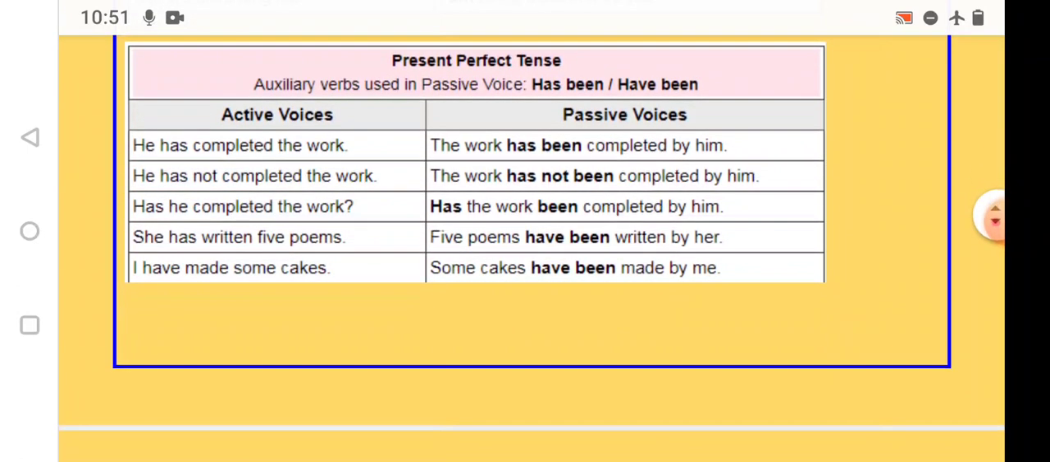In the present perfect tense, auxiliary verbs used in passive voice are has been and have been. In active voice, he has completed the work. In passive voice, the work has been completed by him. He has not completed the work. The work has not been completed by him. Has he completed the work? Has the work been completed by him? She has written 5 poems. 5 poems have been written by her. I have made some cakes. Some cakes have been made by me.